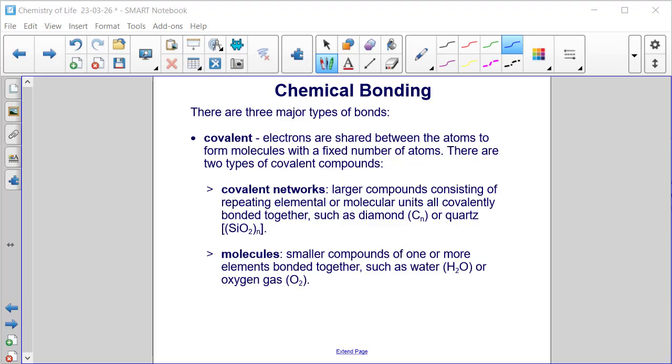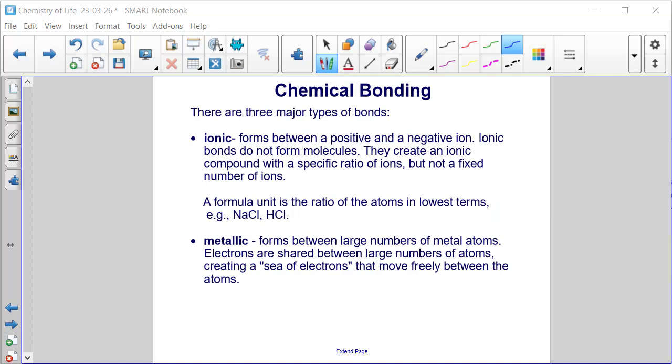Chemical bonding. There are 3 major types of bonds. First, covalent. It's where electrons are shared between the atoms to form molecules with a fixed number of atoms. There are 2 types of covalent compounds. Covalent networks are larger compounds consisting of repeating elemental or molecular units, all covalently bonded together, such as diamond or quartz. Molecules are smaller compounds of 1 or more elements bonded together, such as water or oxygen gas.